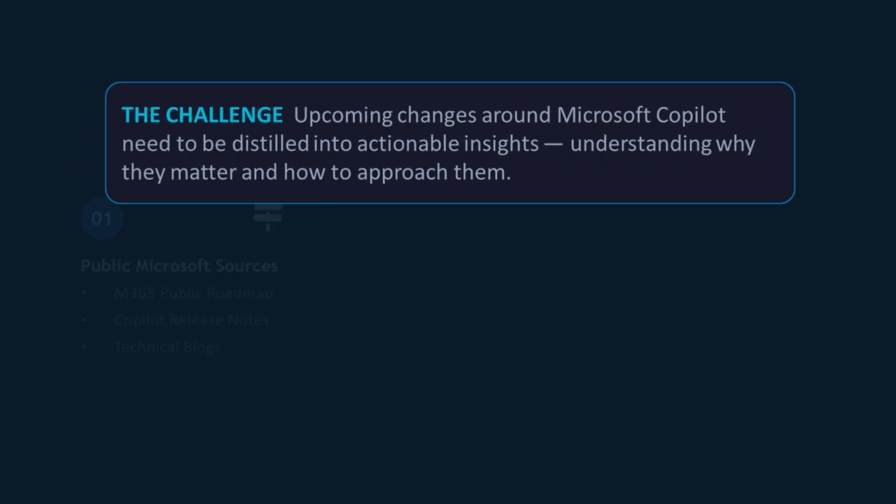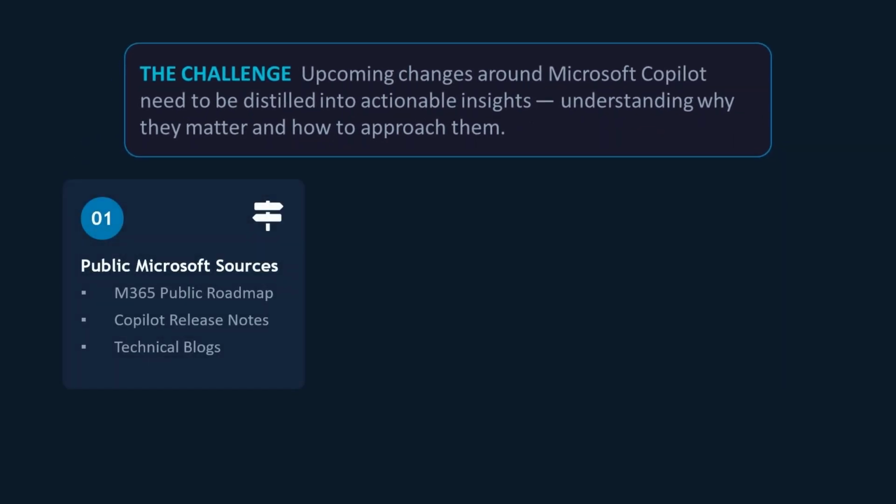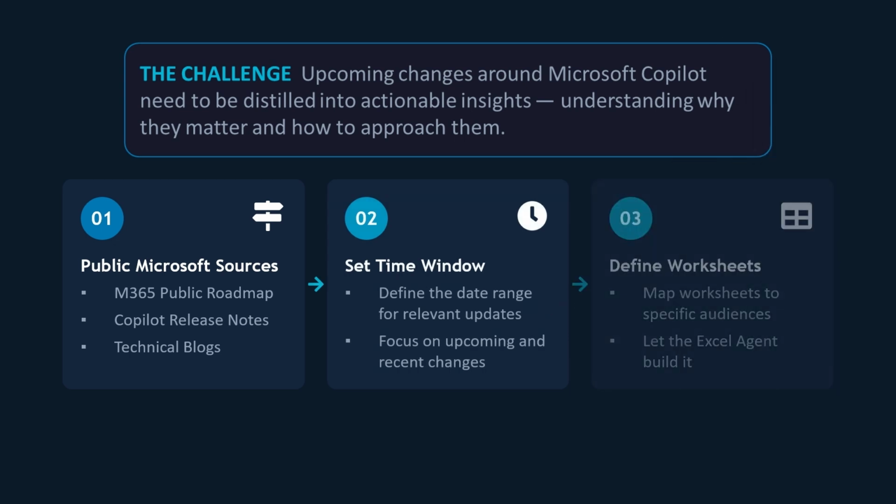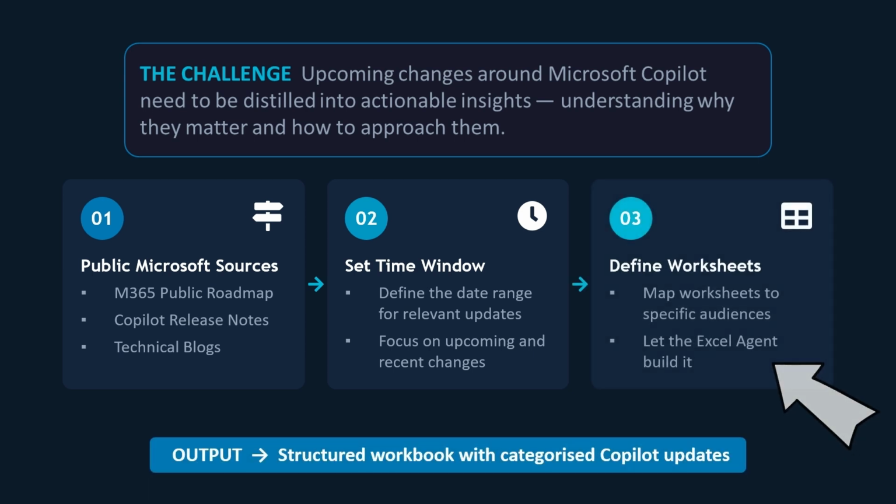So I chose 3 public sources where these updates were occurring. In this case, the Microsoft 365 public roadmap, the Copilot release notes, and the technical blogs repository. Secondly, I determined the time window that I wanted to see these updates from. And thirdly, I defined the different worksheets that I wanted the Excel agent to build in the workbook. Let me show you.